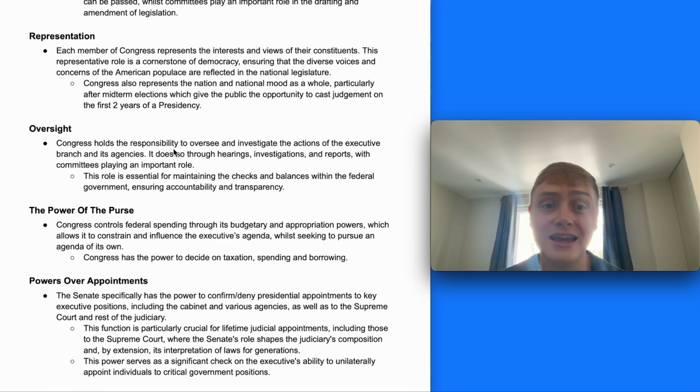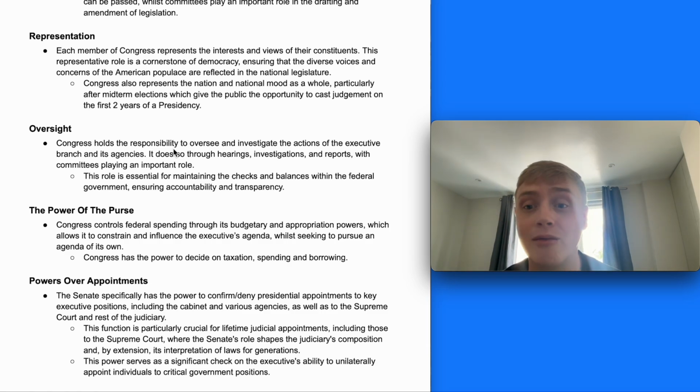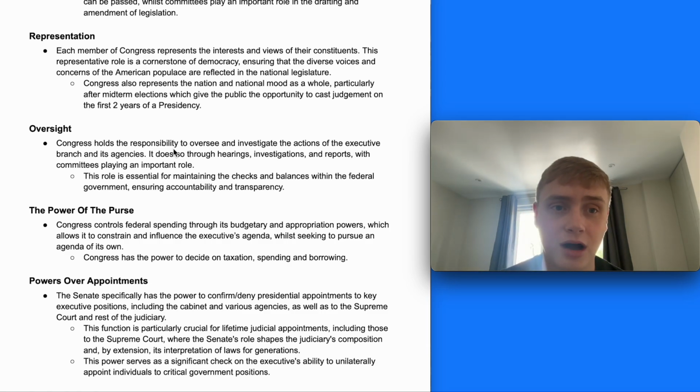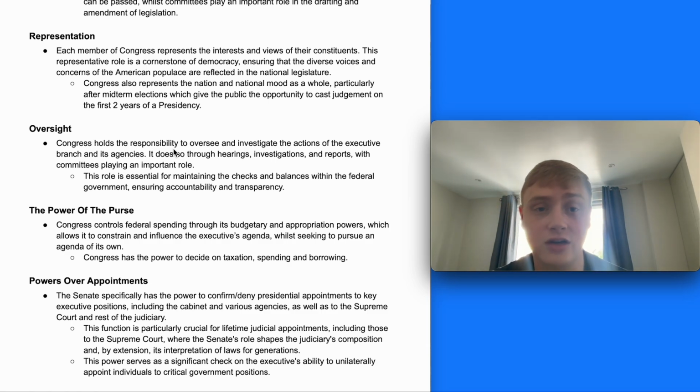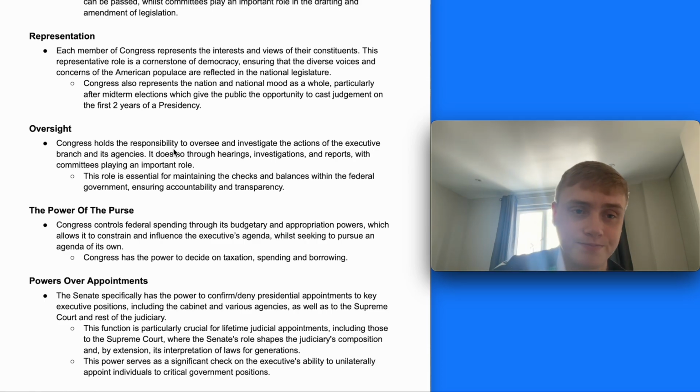This is particularly important during midterm elections, where they can reflect changing national moods, and effectively the nation in midterms gets a little referendum on the first 2 years of the presidency. If they don't like what the president's done, they can vote for the other party, or especially if they don't like what the president's party in Congress has done as well, they can vote them out.